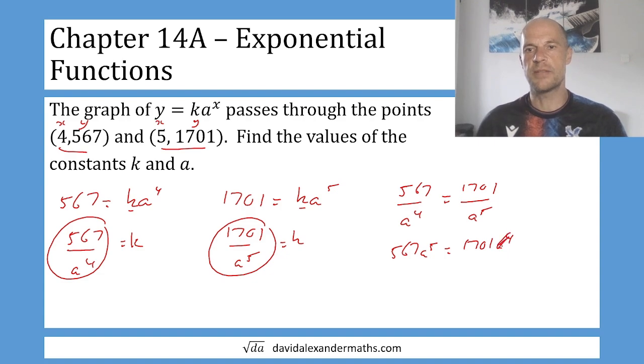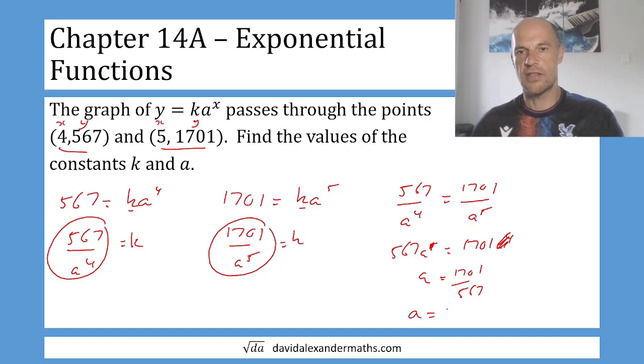We can divide both sides by a to the power of 4. So 567a is 1701. So a is 1701 divided by 567. So 1701 divided by 567 is 3. So a is 3. And now we can go back and work out what k is using either of these equations. It doesn't really matter, but I'll use 567 over a to the power of 4, 567 divided by 3 to the power of 4, so k is 7. So a equals 3 and k equals 7.